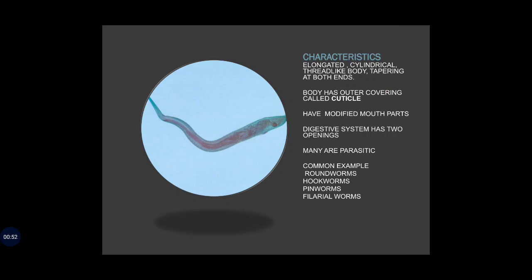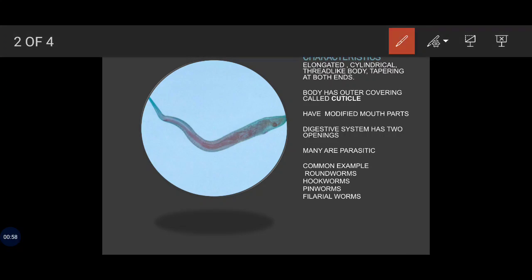Okay, so students, let's see the basic characters of this phylum Nematoda. Here you would be seeing that their body is elongated, cylindrical and thread-like, and tapering at both ends. Tapering means like this. If the body is flat and the ends of the body are tapering, this is called the tapering type of end. The body has an outer covering called cuticle.